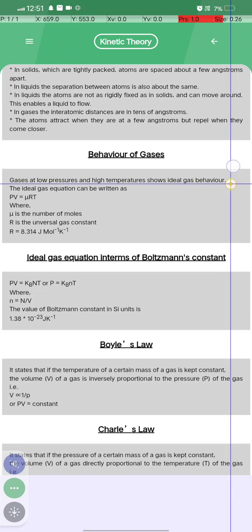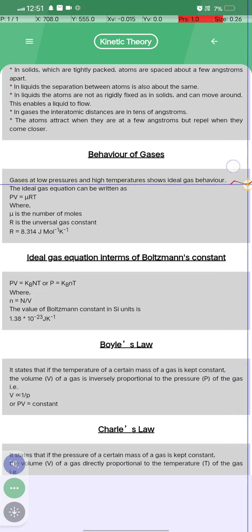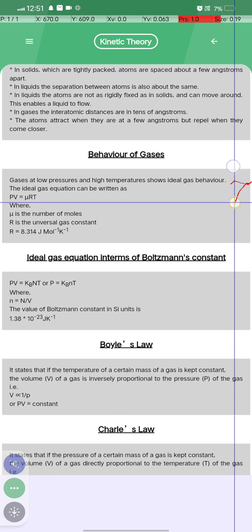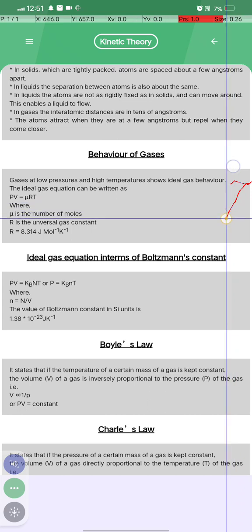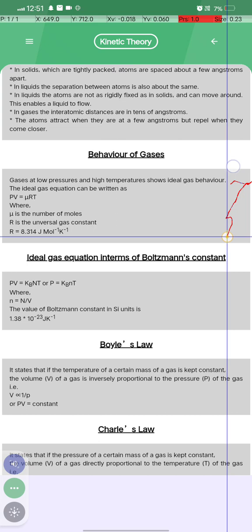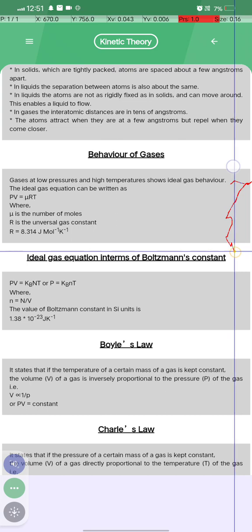The behavior of gases at low pressure and high temperature shows ideal gas behavior. The ideal gas equation can be written as PV = μRT, where μ is the number of moles and R is the universal gas constant. R is equal to 8.314 joule per mole per kelvin.